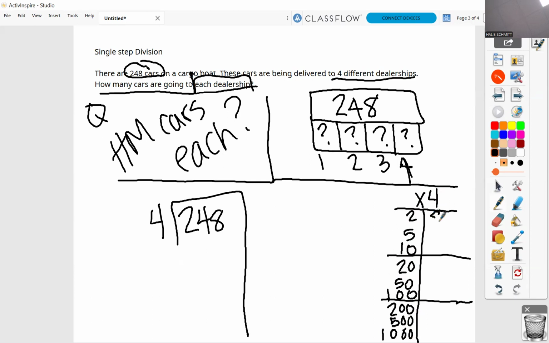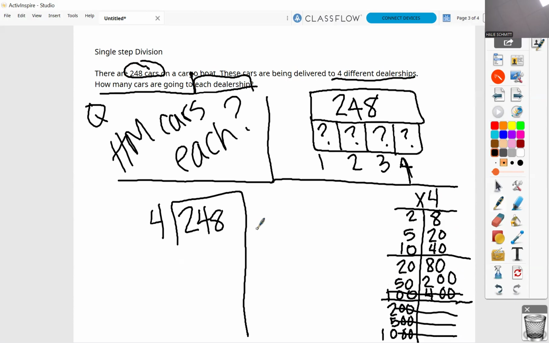So 2 times 4 is 8, 5 times 4 is 20, 10 times 4 is 40. I did not go over my dividend, so I get to keep going. And the good news about this is I just have to add a 0. So 400 is too much. I can't do that, so I don't have to fill in the rest of this.